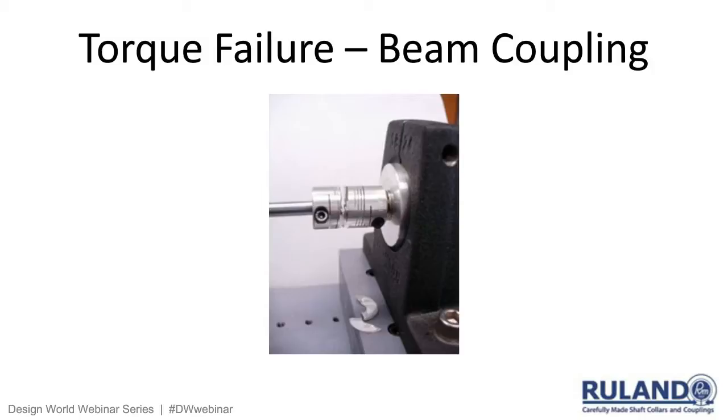So here's a torque failure for a beam type coupling. And again, there's jagged edges. You can see pieces of the beam coupling itself have broken off. And this will usually be a sudden failure with probably not a lot of noise and a lot of warning. Typically the failure will take you by surprise, if you will.